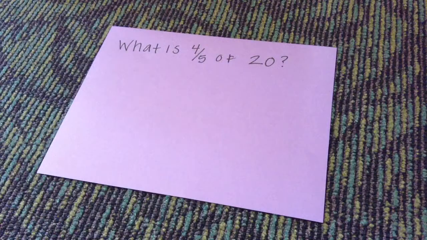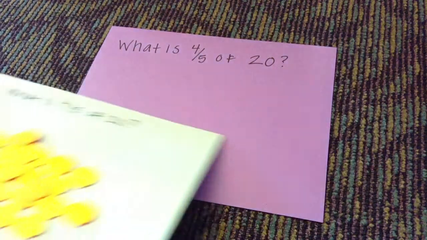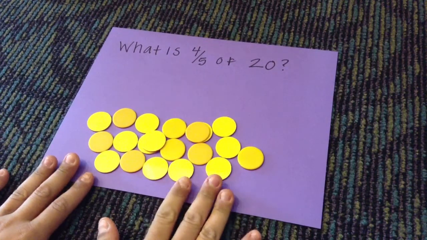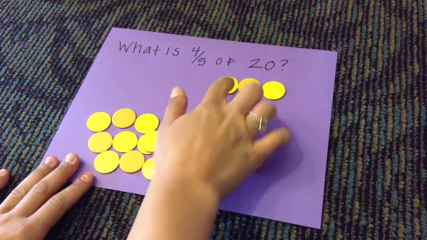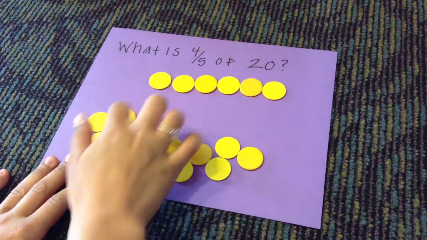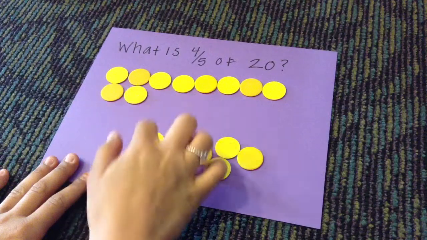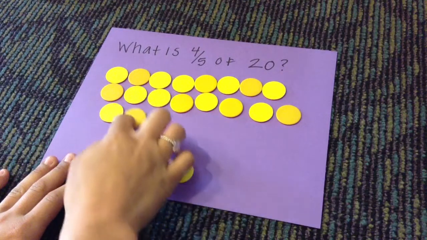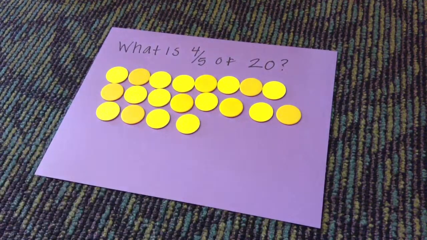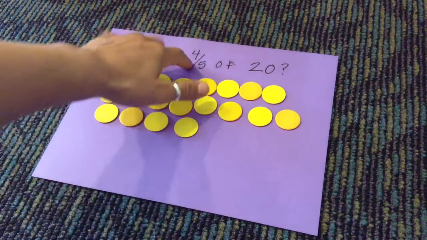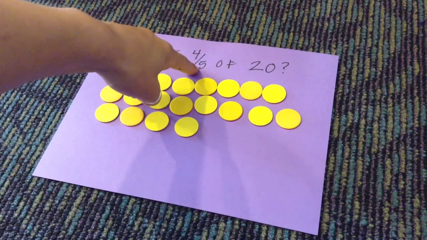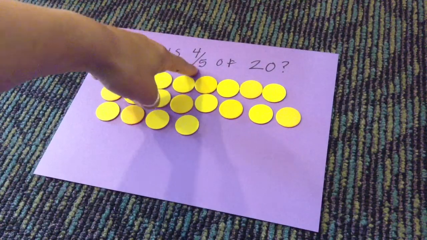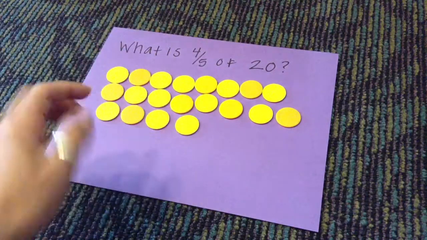For our set model, we're going to use color counters. It says 4/5 of 20, so we've got to get 20 counters first. Let's make sure we have 20. 1, 2, 3, 4, 5, 6, 7, 8, 9, 10, 11, 12, 13, 14, 15, 16, 17, 18, 19, 20. Now, it's asking us for 4/5 of 20. So we look at our fraction. We look at our denominator. We see that we want our whole, which is 20, to be in 5 equal-sized parts or groups. So first we need to break this up into 5 groups.